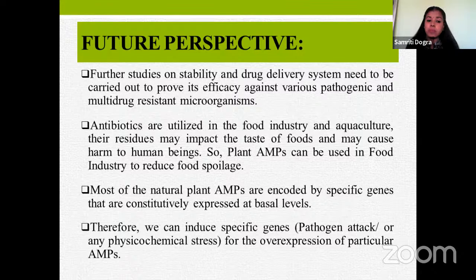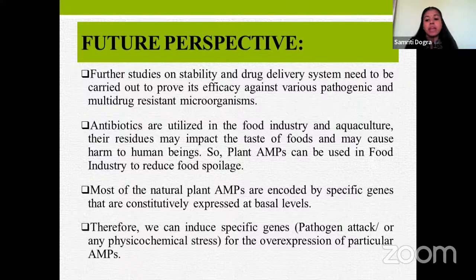Antimicrobial antibiotics are utilized in the food industry and aquaculture. The residues may impact the taste of the food and may cause harm to human beings. So plant AMPs can be used in the food industry to reduce food spoilers.